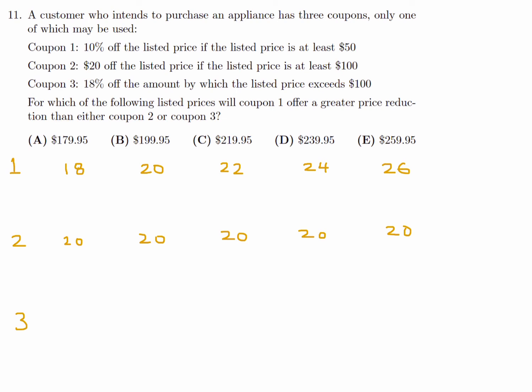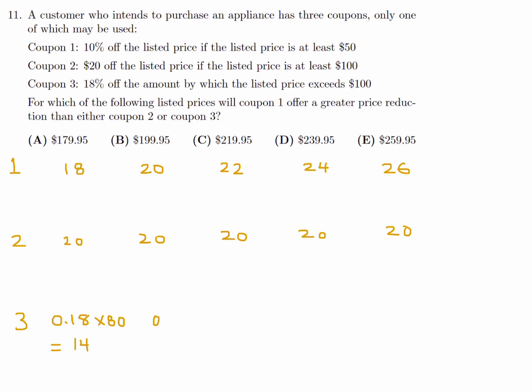Now we go to number 3. 18% off the amount by which the listed price exceeds 100. So we have to take 100 away from these prices and then take 18% of that. So for the first one, it's 180. We got to take $100 away, leaves me with 80. And I've got to take 18% of that. So 18% of 80. So 0.18 times 80. And that's approximately 14 probably, somewhere. So you get the idea.